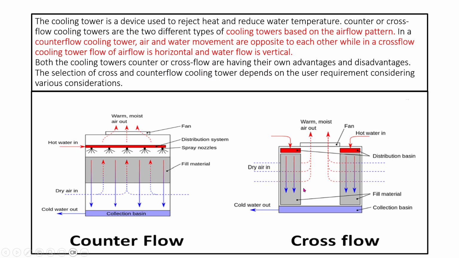Cross flow means air flows perpendicular to the water flow. Here there are two basins at the top, with pipes and spray nozzles. The water falls through gravity, and the air comes in contact perpendicularly and goes through the center. This is the fan, and this is the fill material. Here also there is fill material.